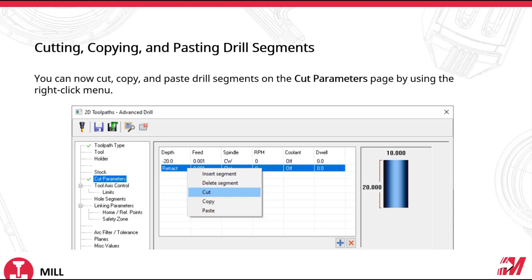You can cut, copy, and paste drill segments in advanced drill. So you can take one and you have a right-click menu, and you can copy it, or you can paste it. So that's kind of nice. Before you had to remake them every time. Now you can copy and paste if you have the same segments coming up.